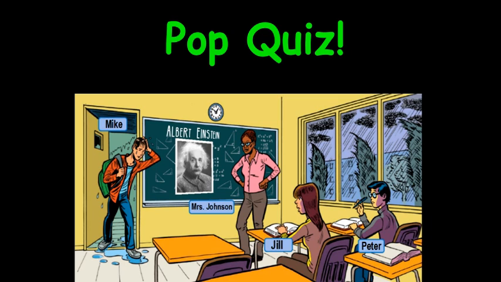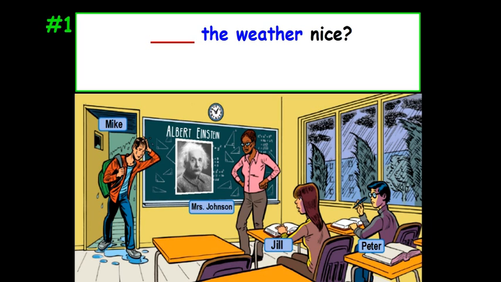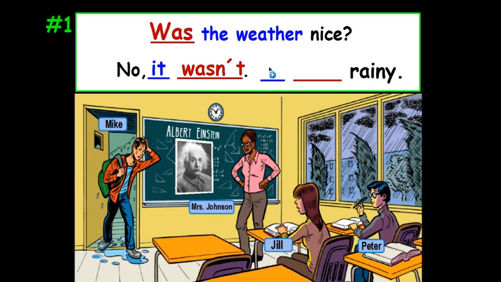Pop quiz! Number 1. Was the weather nice? No, it wasn't. It was raining. Repeat. Was the weather nice? No, it wasn't. It was rainy.